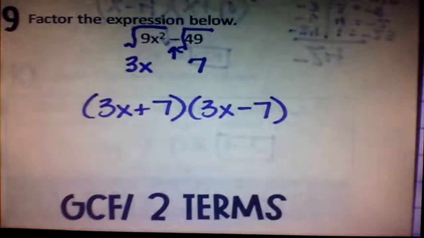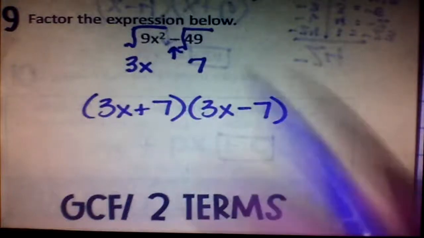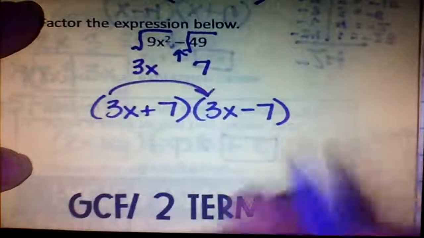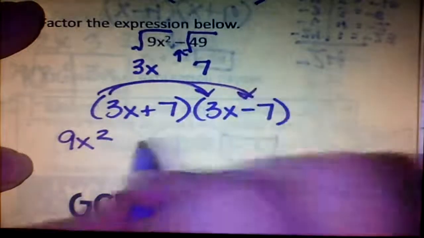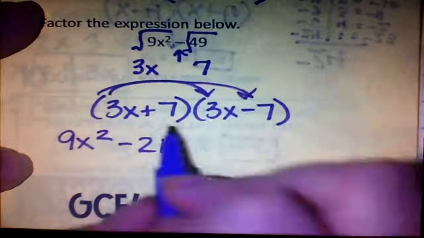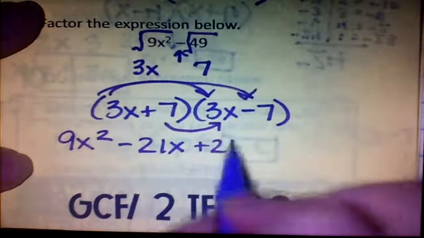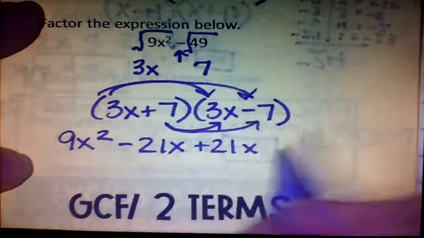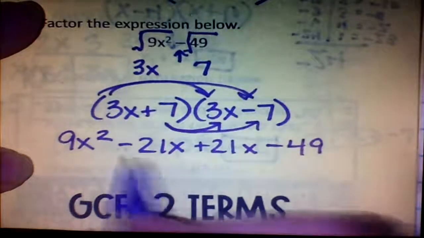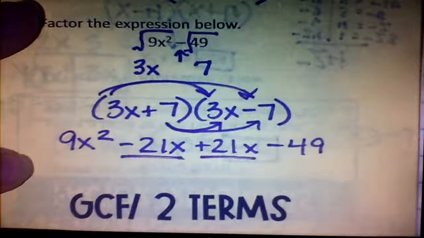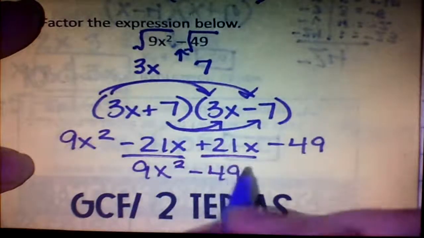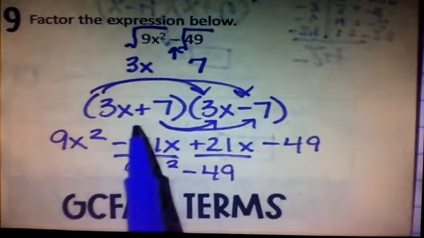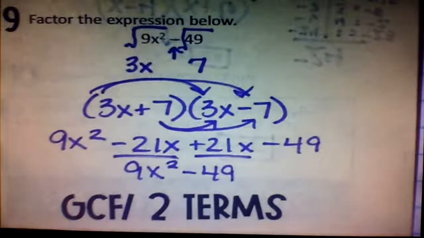Because watch what happens when I actually FOIL. If I do this, 3x times 3x is 9x squared. 3x times negative 7 is negative 21x. 7 times 3x is 21x. And 7 times negative 7 is negative 49. Look what happens when I combine my like terms. 0. They cancel out. Which is why we put a positive and a negative when it's a difference of two squares, because it will cancel out in the middle.